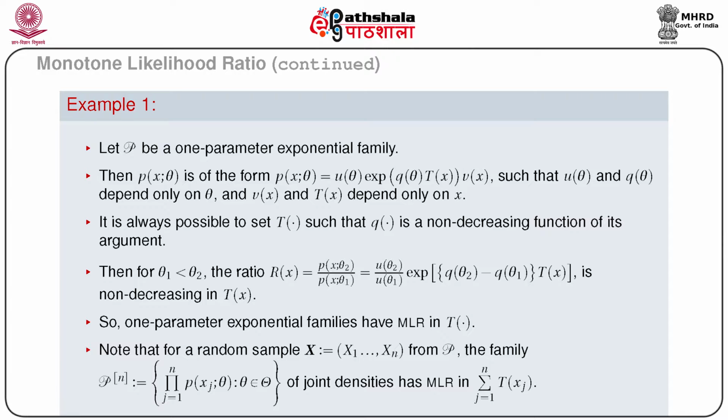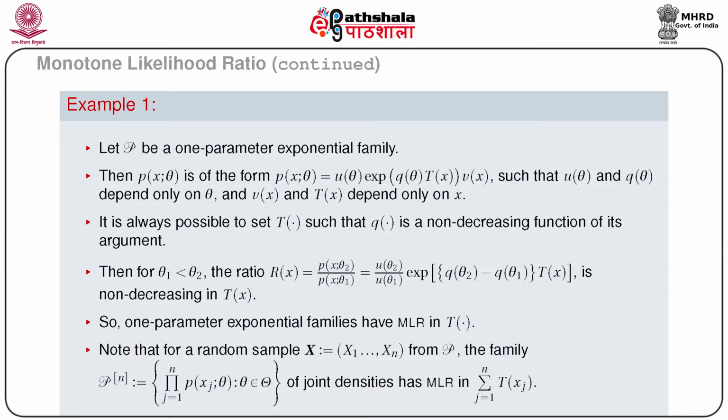First, we consider the one parameter exponential family that we have discussed in an earlier module. If P(x, theta) belongs to the one parameter exponential family, then we can express P(x, theta) in the form P(x, theta) equals u(theta) into exponential q(theta) into T(x), into v(x), such that u(theta) and q(theta) depend only on theta, whereas v(x) is independent of theta and T(x) depends only on x. We set T(x) such that q(theta) is a strictly increasing function of theta.